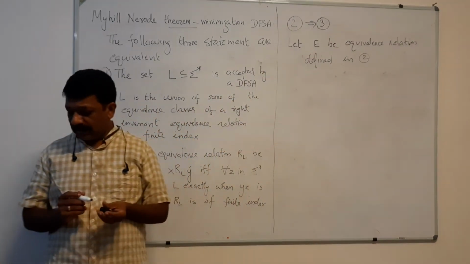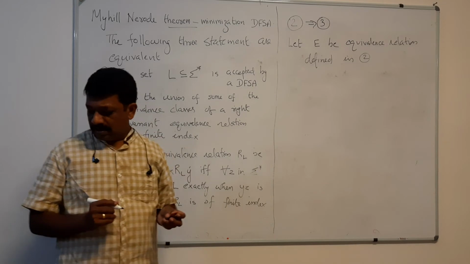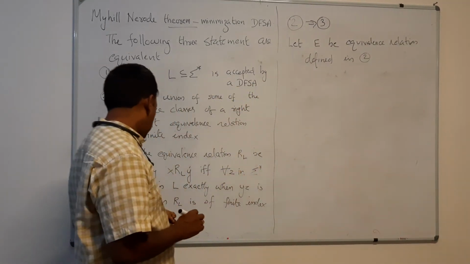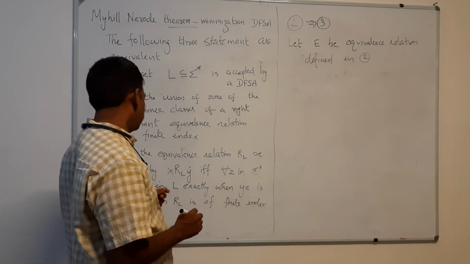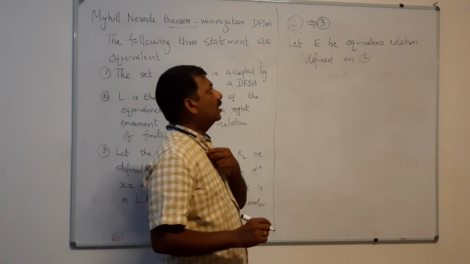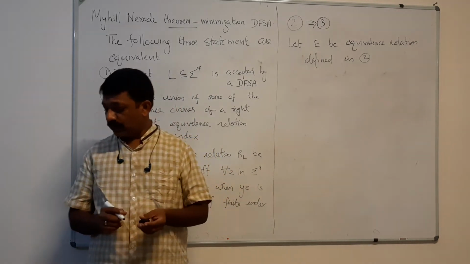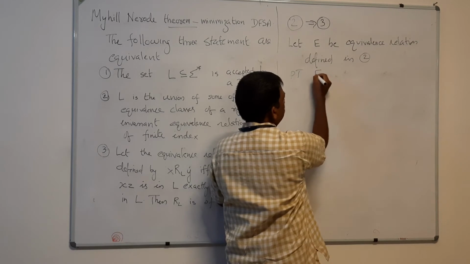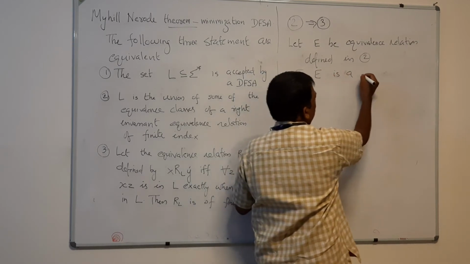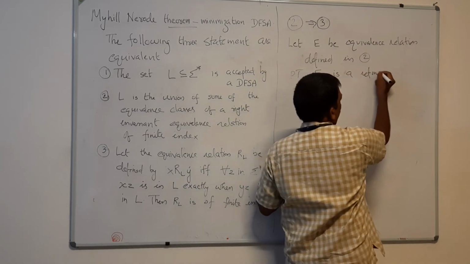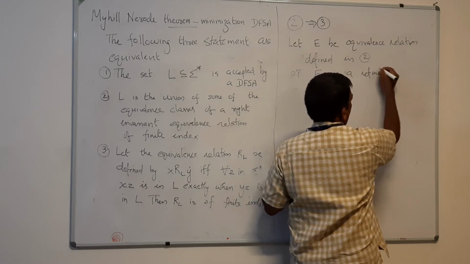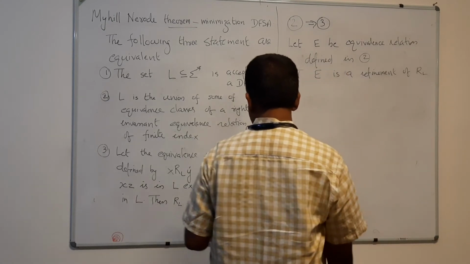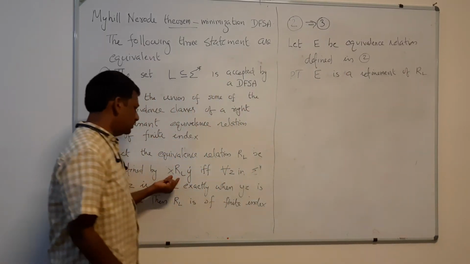What is the meaning of that? See, now we have to prove that E is a refinement of RL. What is RL? Here RL is an equivalence relation.